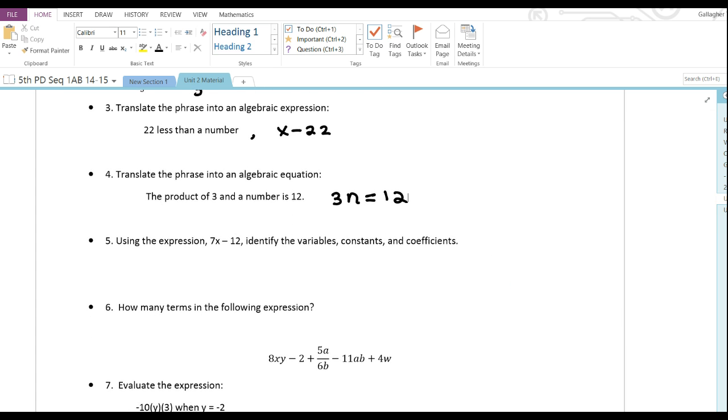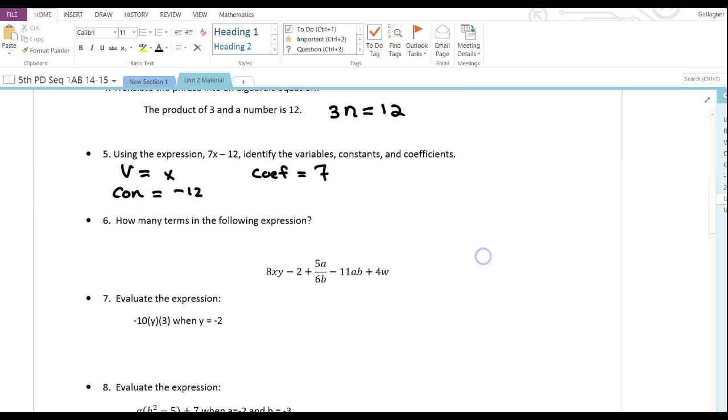Number five, using the expression 7x minus 12, identify the variables, the constants, and the coefficients. The variable is x. The constant is negative 12. It's the only term that remains constant. And the coefficient is equal to 7. That's the number multiplied by x, 7 right there.